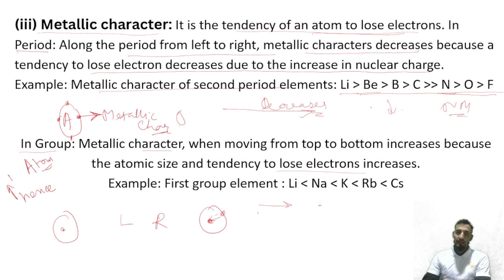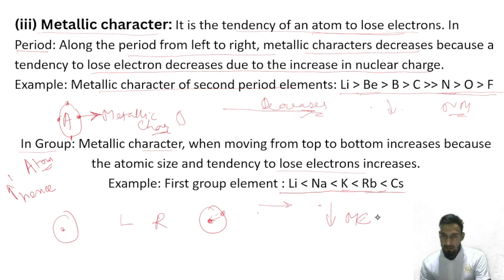तो हम कहते हैं कि in the group metallic character increases on going from top to bottom. For example, first group के लिए देखें lithium is less metallic than sodium is less than potassium. ऐसे ही करके down the group जब हम जाते हैं तो metallic character increases. That is the trend of metallic character.